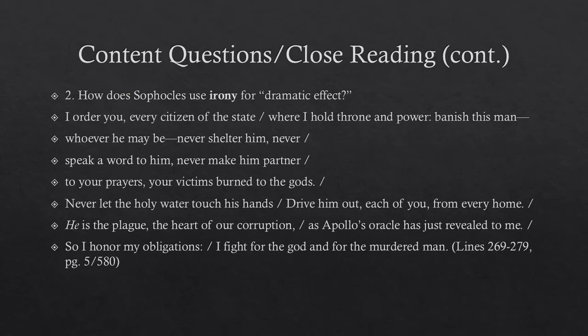lengths. The him here, the pronoun him that he uses continually and repeatedly, refers to the murderer. We just don't know he's actually talking about himself. That's what's ironic. And so this is where we really start to see that transition of Oedipus from someone who we respect and honor to someone that we might pity because he's trying to root out himself.